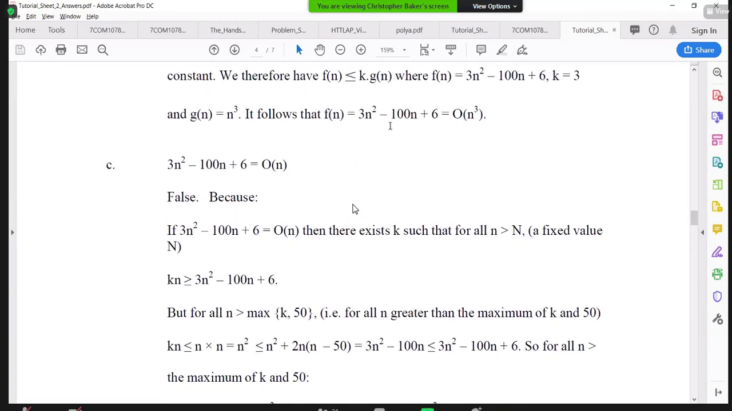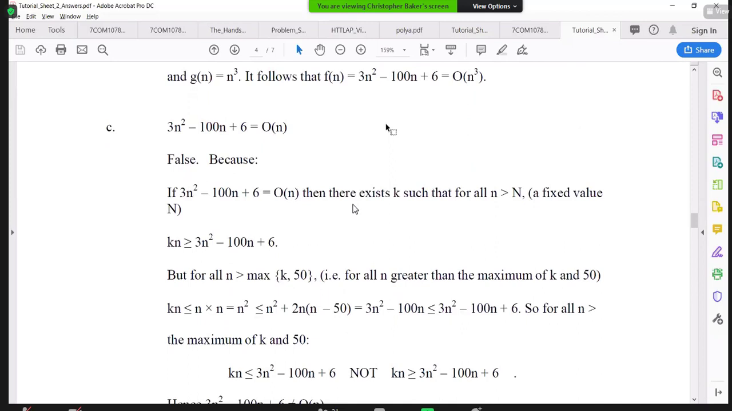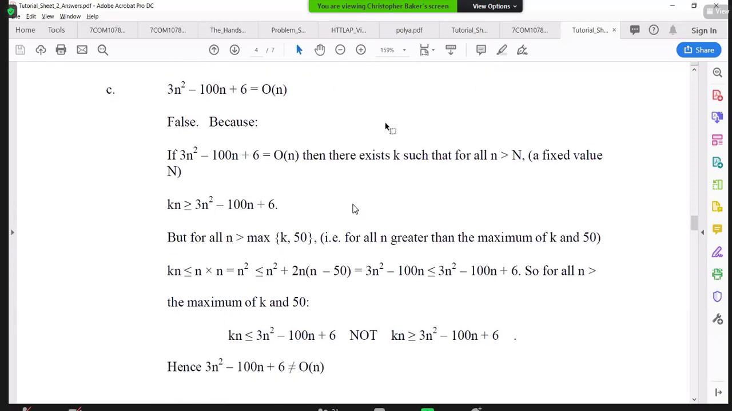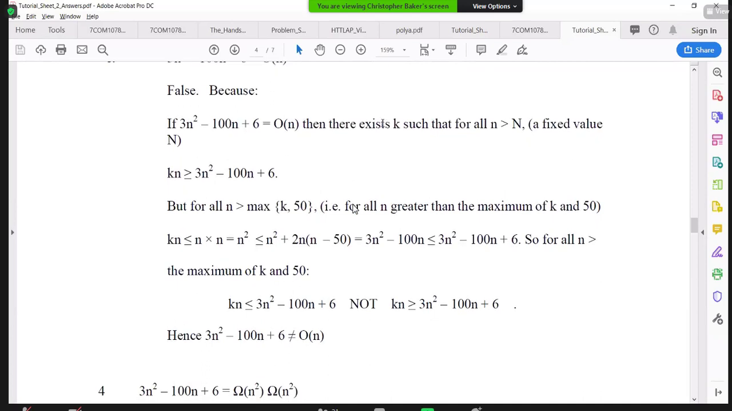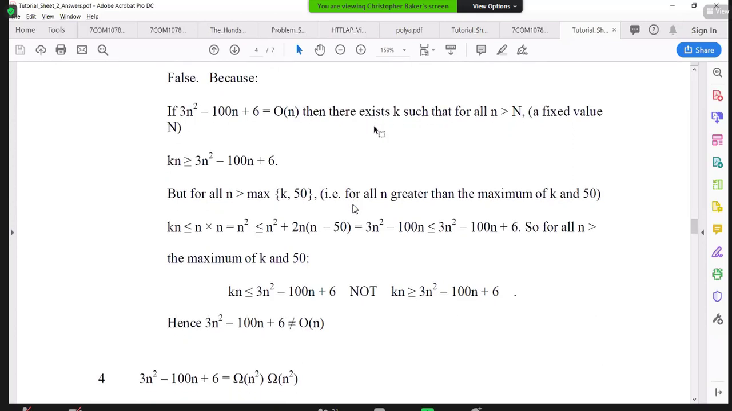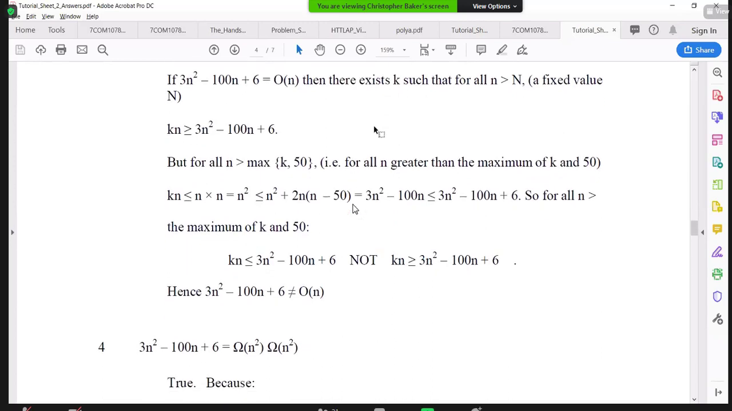For C, this is false. You can clearly see that 3n squared grows bigger at a faster rate than n. If 3n squared minus 100n plus 6 is order of n, then there exists a case such that for all n bigger than some n0, kn is greater than or equal to 3n squared minus 100n plus 6, and then we basically disprove this, and hence it's not an order of n.